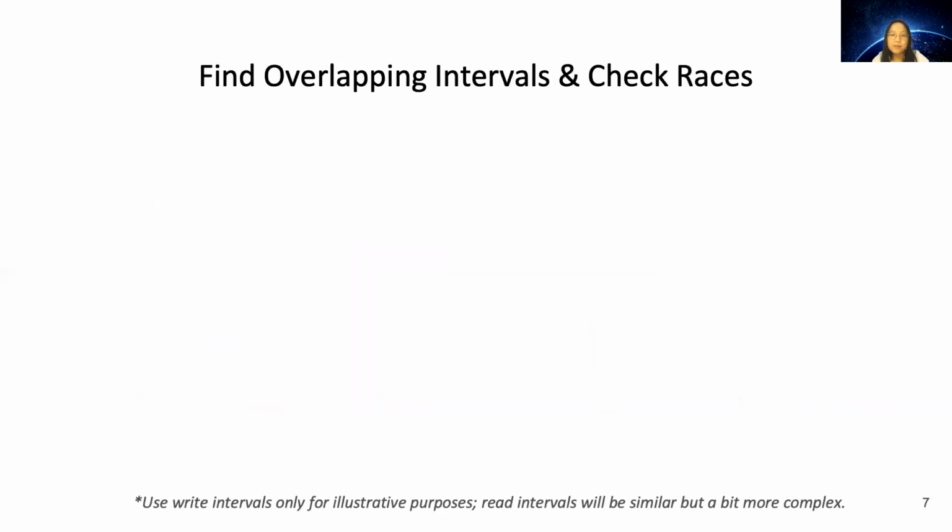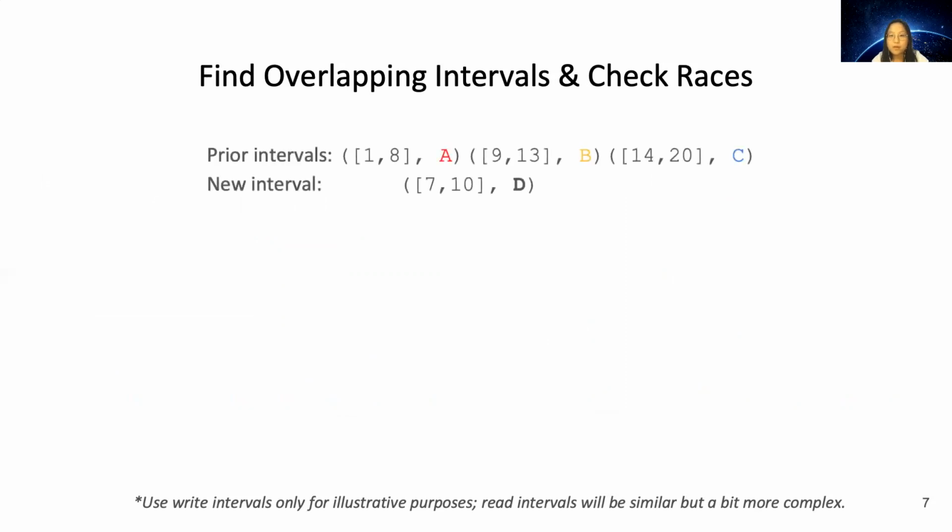Now that we have a set of prior intervals, with any new interval coming in, we need to find all prior intervals that overlap with this new interval and check races between them. For instance, we have these 3 prior intervals. Now, a new strand D accessed memory locations 7, 8, 9, and 10. We generate a new interval with the range 7 to 10 and accessor D. We refer to this interval as interval D.